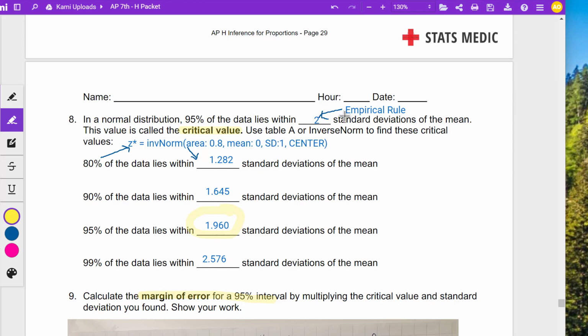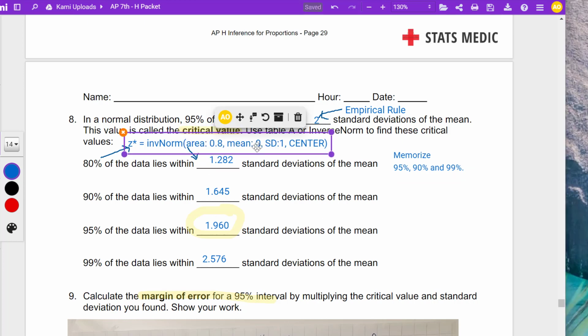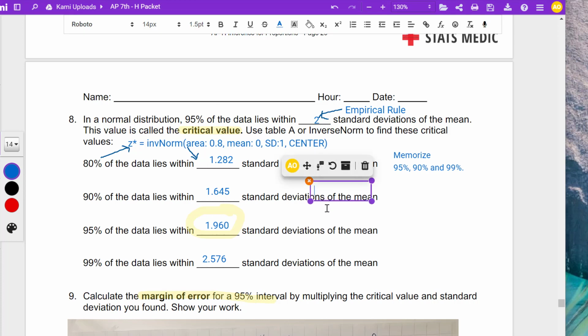They should be very similar to the empirical rule. The empirical rule says 95% of data lies within 2 standard deviations. But if we do it with technology, we see it's not exactly 2, it's 1.96. You should totally memorize some of these: I would memorize 95% and 90% and probably 99%. Remember, you can write these on your cheat cards for your tests. They're not hard to find as long as you put in the area in the center. That area is your confidence level, and your mean is 0 and your standard deviation is 1 because these are related to z-scores. It's standardized.